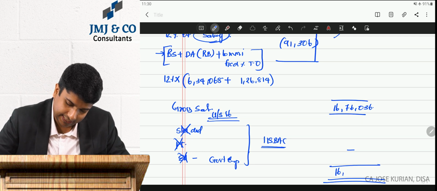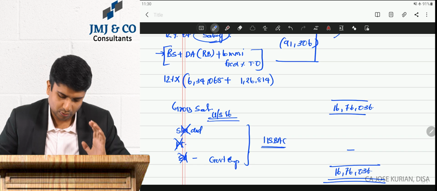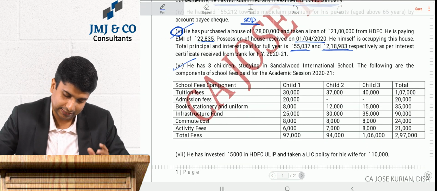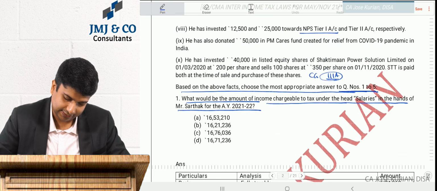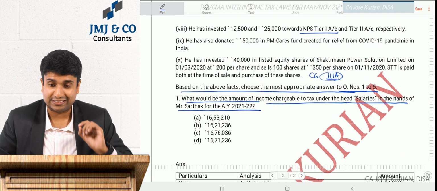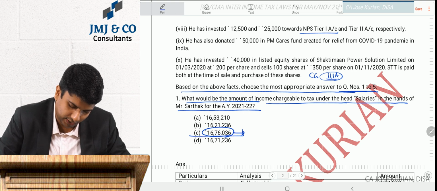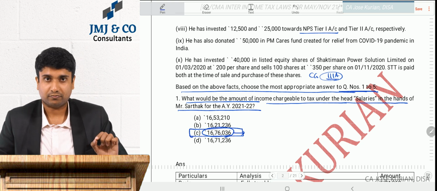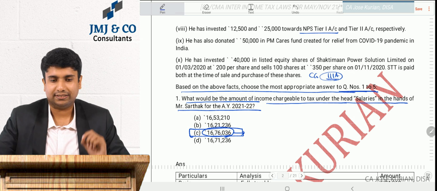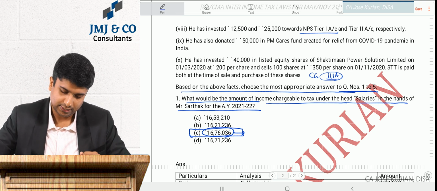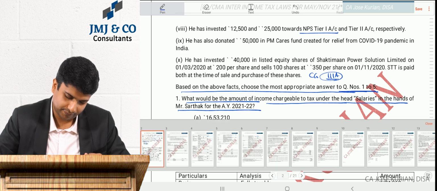It would be 16,76,036 rupees itself. Now let's go to the options given in the question to find out whether there is an alternative which says this amount, that is 16,76,036 rupees. So the answer to question number 1 is option C. Alright, so question number 1 is solved and option C is the right answer. Now let's move on to question number 2, friends.